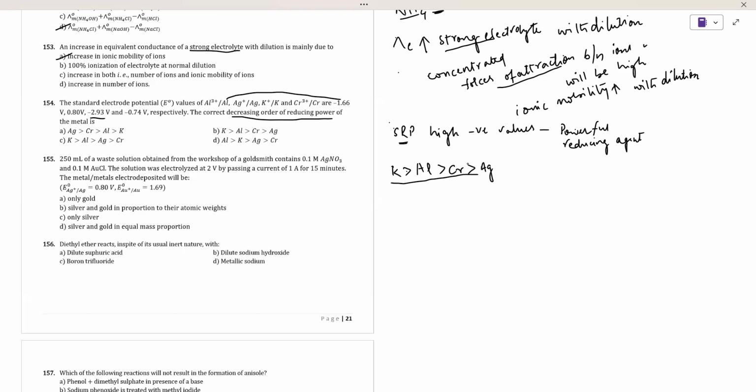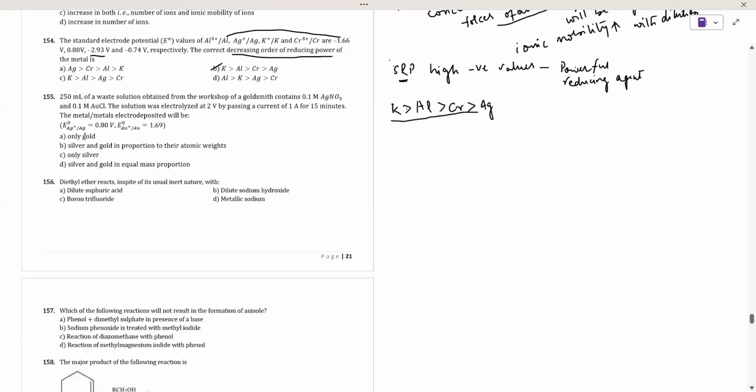So which among the following options is correct, students? Okay, option B is correct. So K is greater than Al is greater than Cr is greater than Ag. So option B is correct. Now coming to the next question.